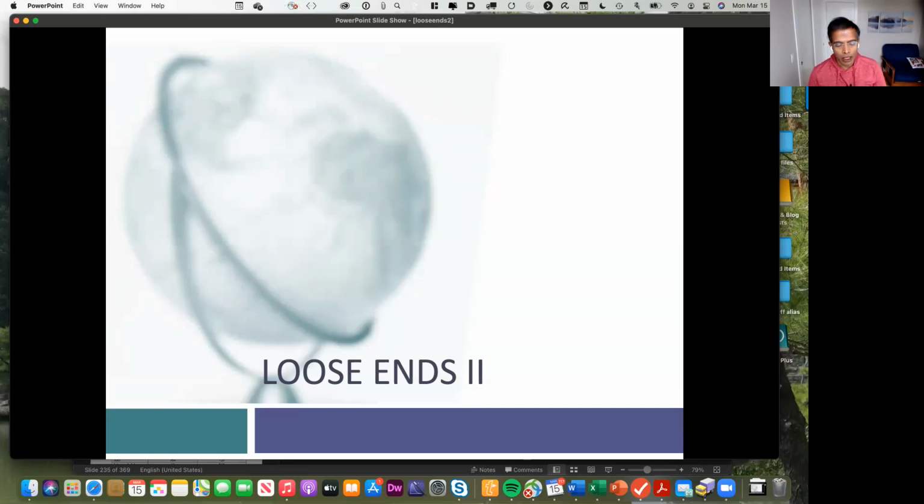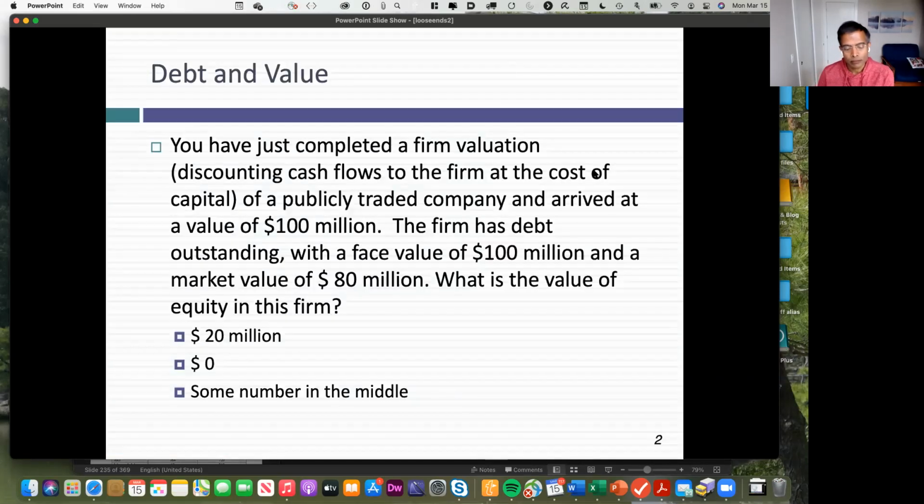So let's get started. Today's class, we're going to talk about the rest of the loose ends. So the test for today is about those loose ends. So let's start with the first test. You've valued a publicly traded company. You've taken their operating assets. You come up with a value of 100 million. There's no cash in the company. The company has debt outstanding with a face value of 100 million, but the market value of that debt is only 80 million. So ready for the question?